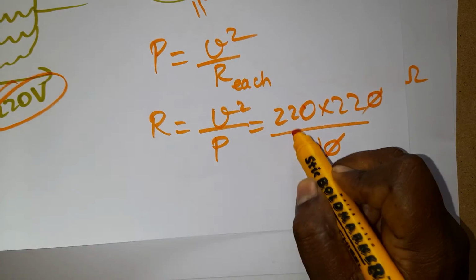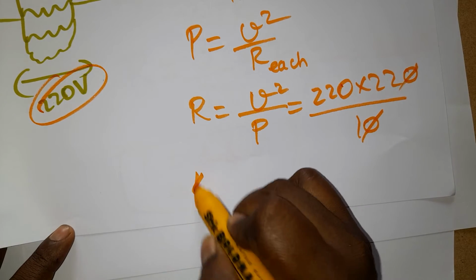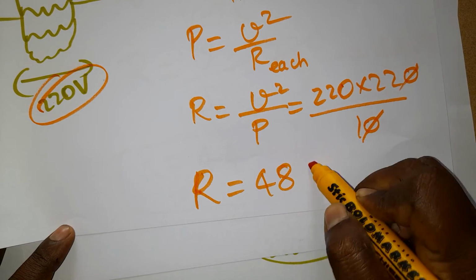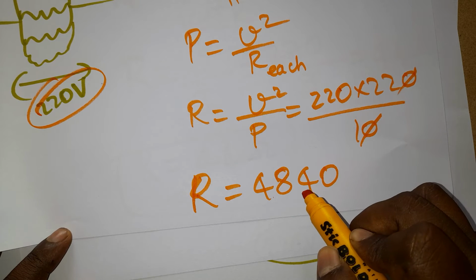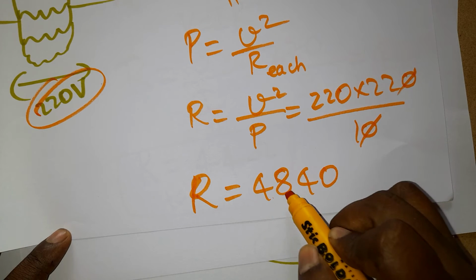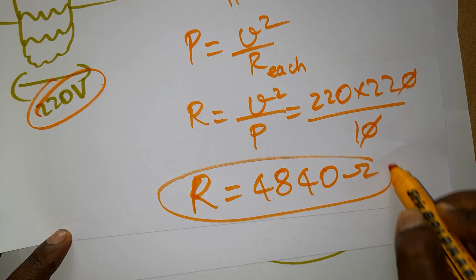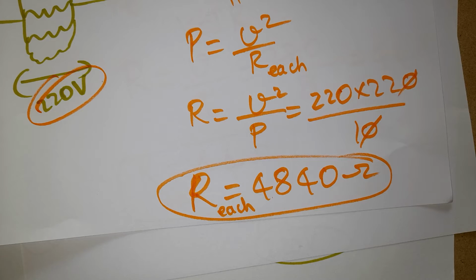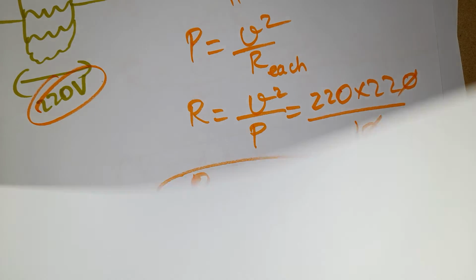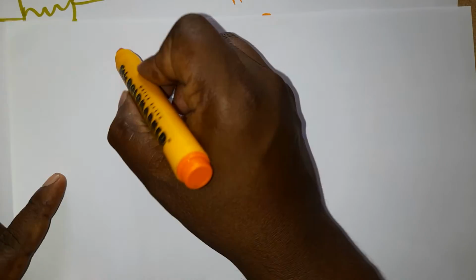The 10 gets cancelled. 22 into 22 is 484, so 4840 ohms. This is each resistance. Already I mentioned the total resistance is 44, and each resistance is this much. These are connected in parallel.